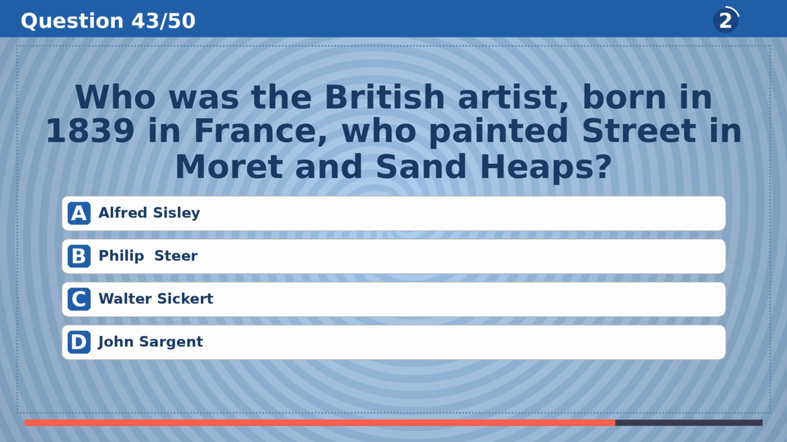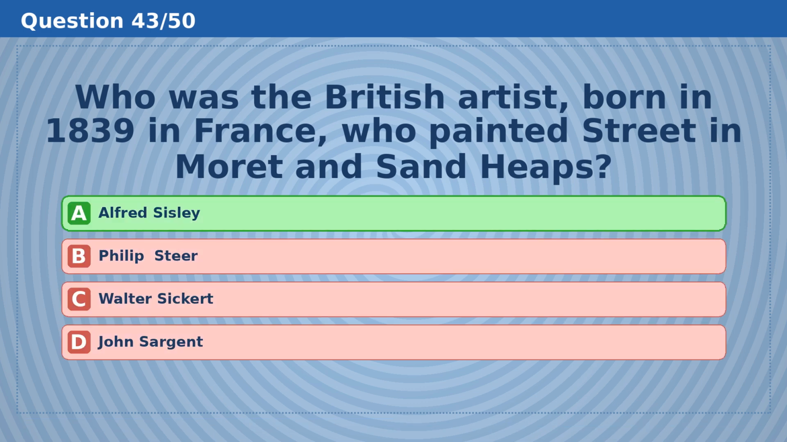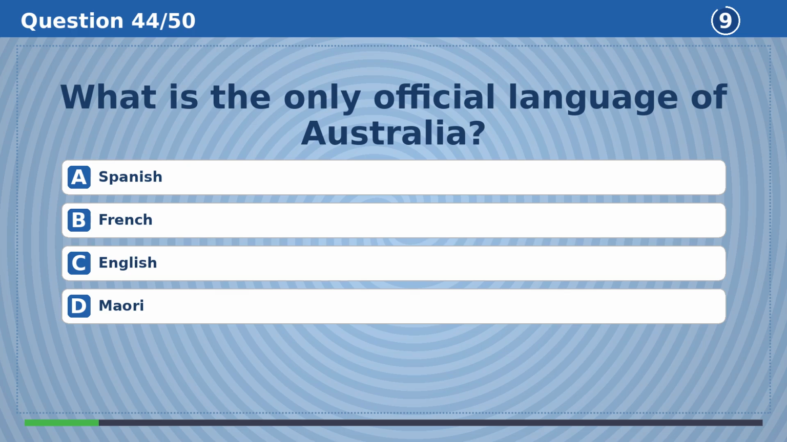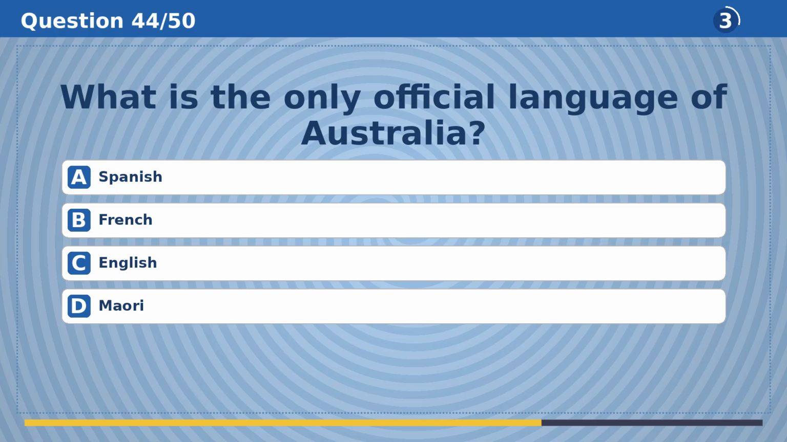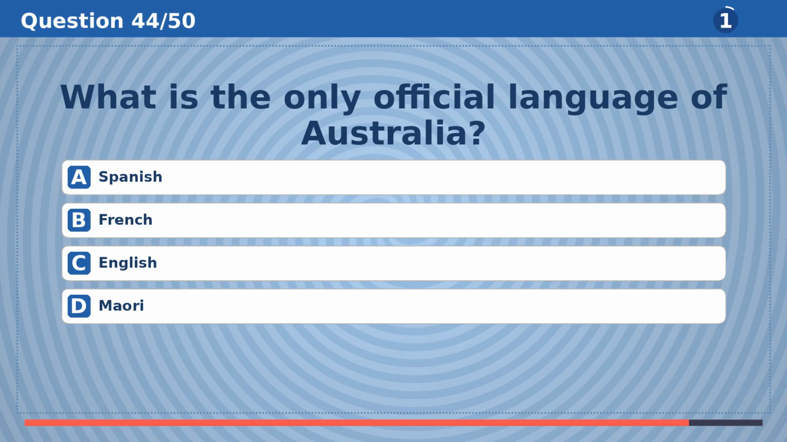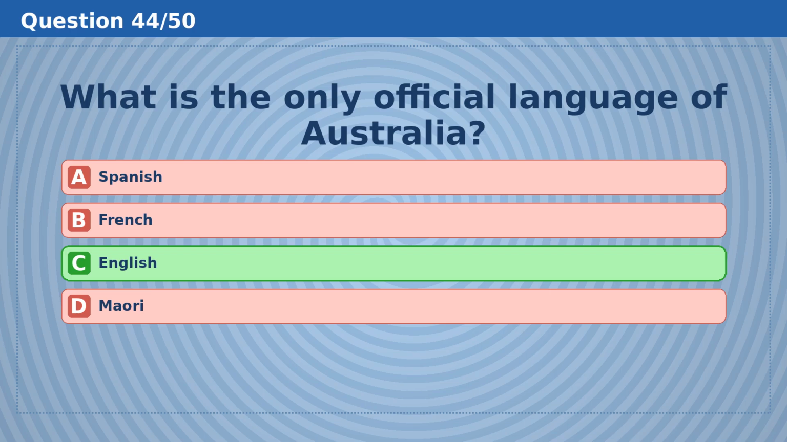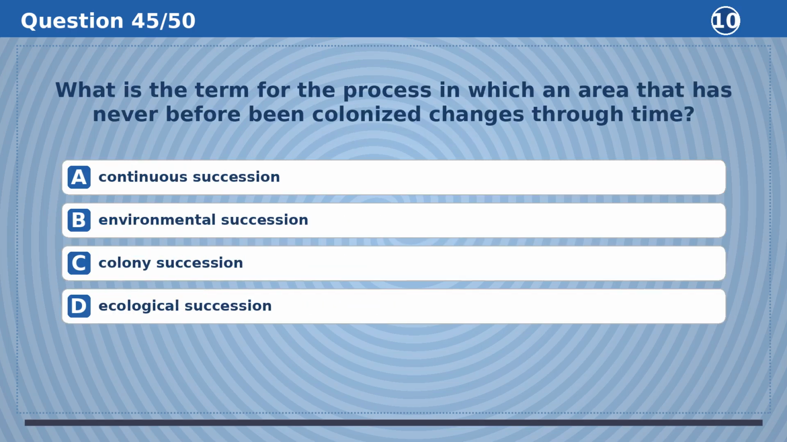Who was the British artist, born in 1839 in France, who painted streets in Moret and sand heaps? The answer is A. Alfred Sisley. What is the only official language of Australia? The answer is C. English.